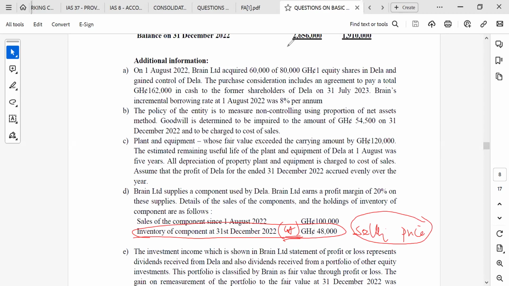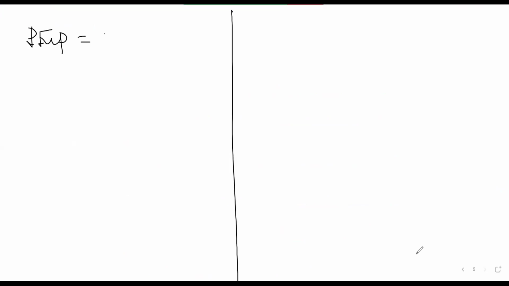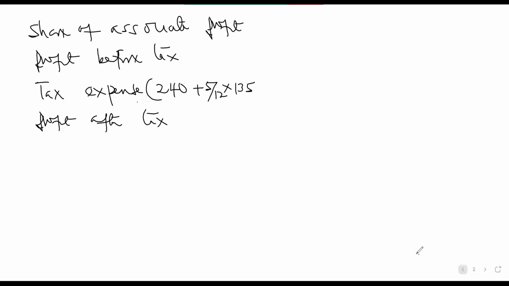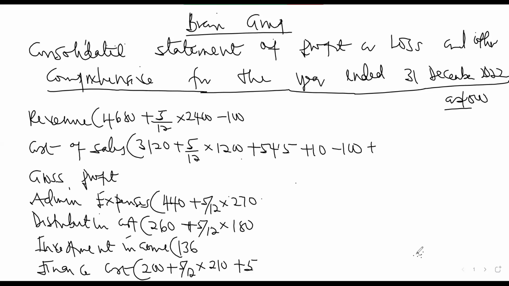9,600. Margin is charged on sales, markup is charged on cost price. So we have margin of 20% multiplied by the 48,000. You don't have to change anything because you are given margin and the sales. So we have 9,600. This will be added to our cost of sales. So we come here and add 9.6. Okay, we are done with that particular side.